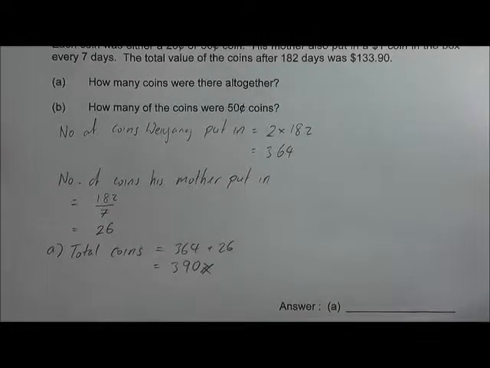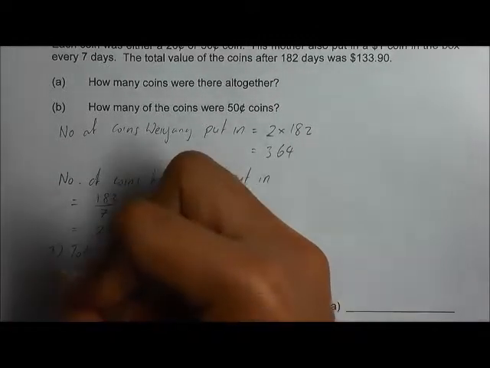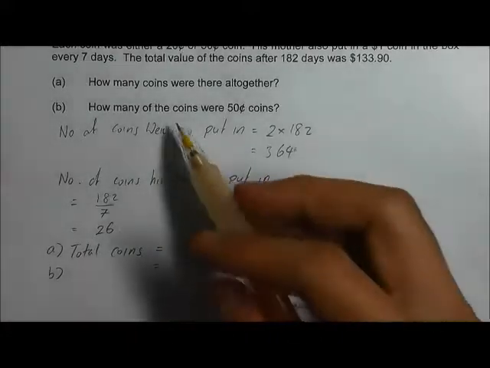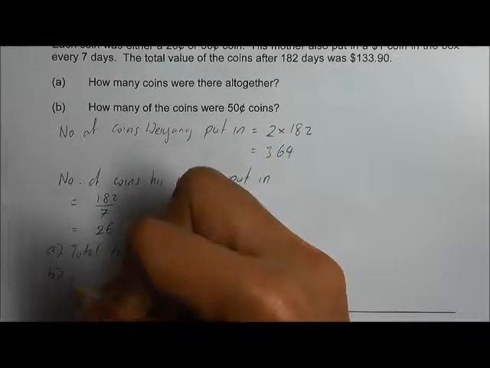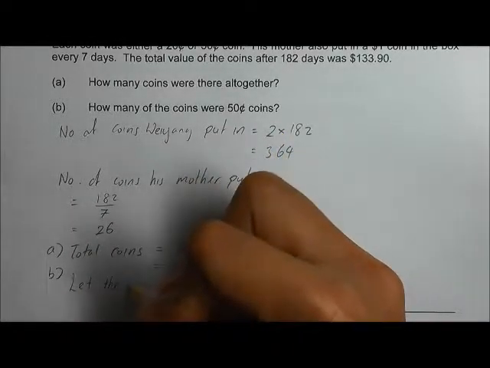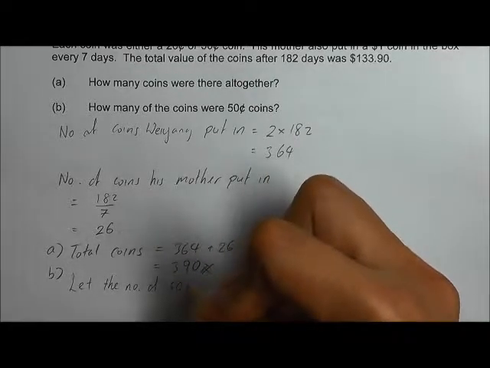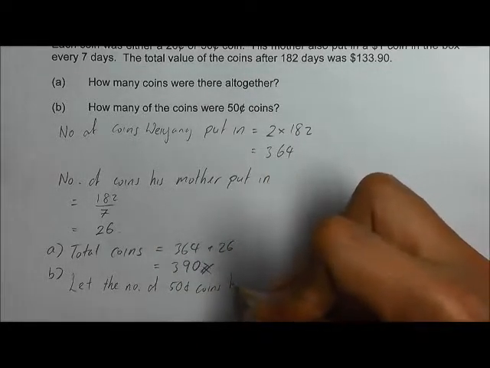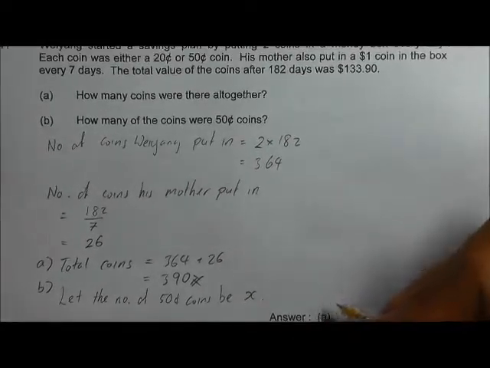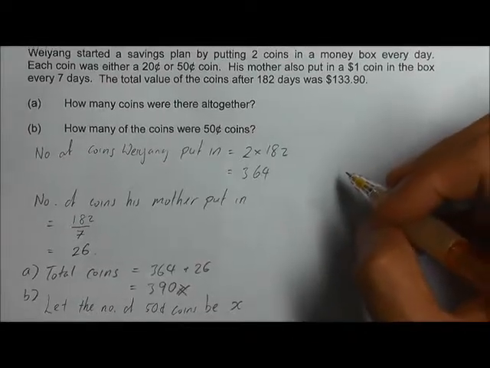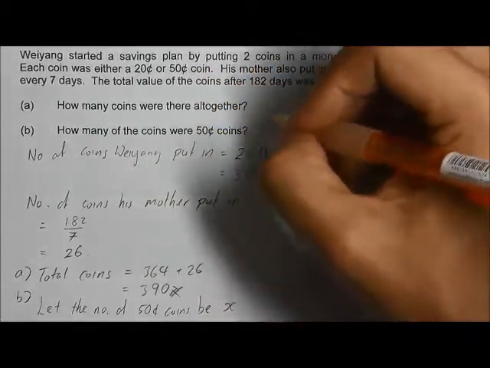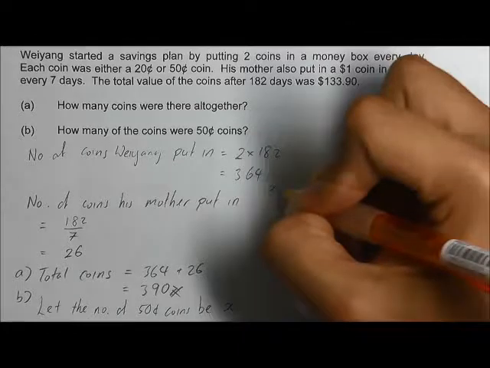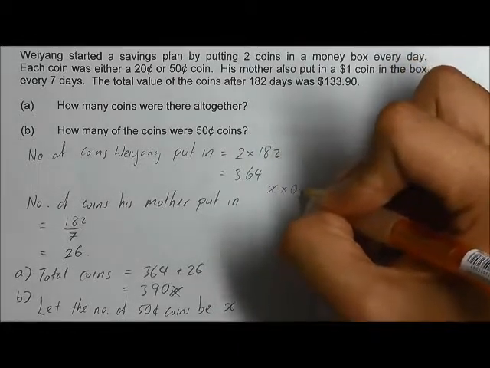Okay, now we can move on to the second part. Okay, part B. To find out how many of the coins were 50 cents coins, first of all, we can use algebra. We let the number of 50 cents coins be x. Okay, now we can start forming the equation. Okay, there were altogether x number of 50 cents coins. So x times 50 cents, which is 0.5.